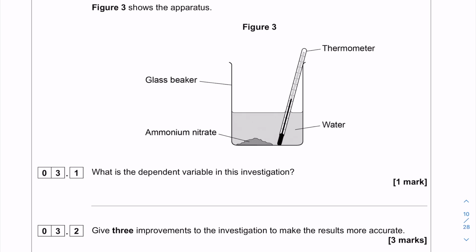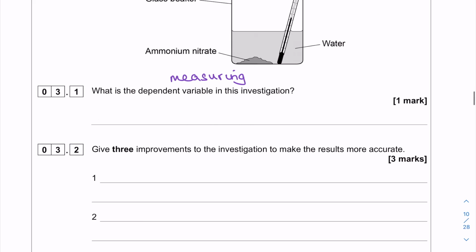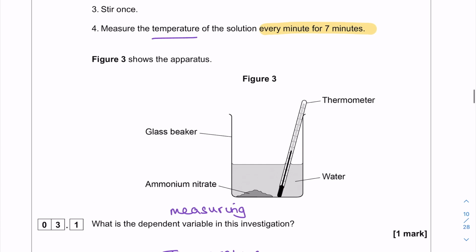What is the dependent variable in this investigation? So dependent variable is what you're measuring. So check the method for measuring the temperature of the solution. Give 3 improvements to the investigation to make the results more accurate.